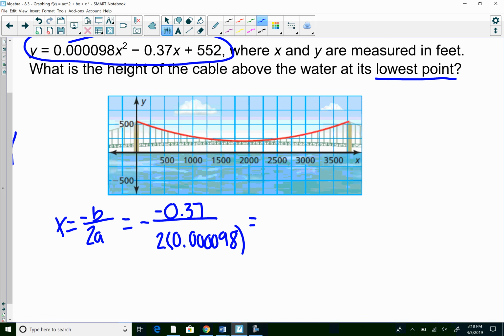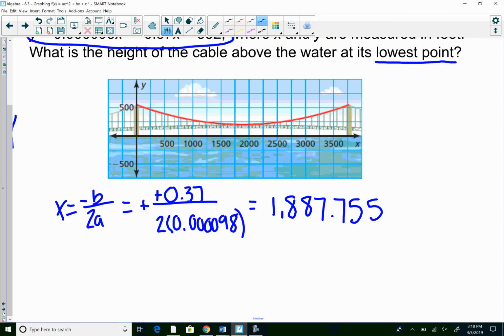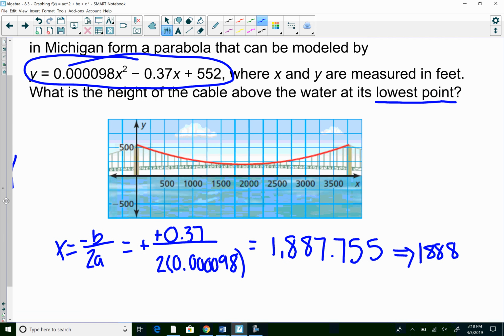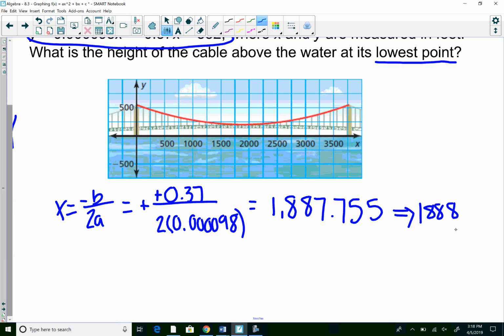When I take those and do this division, first off, I've got two negatives, that's going to make it a positive. That's going to give us 1,887.755. I'm fine if you want to use this number as your answer in your calculator, or if you want to round it up to 1,888. Either one works just fine for me. And that should be feet. So there's your x coordinate. Remember, x is 1,888 feet.